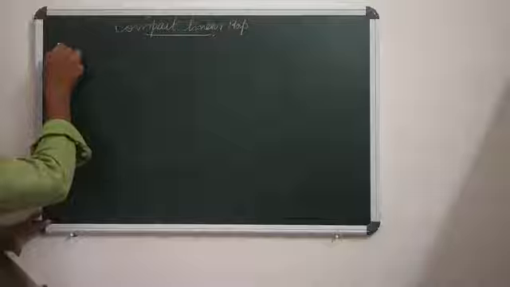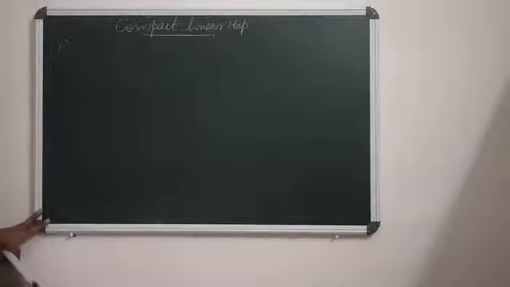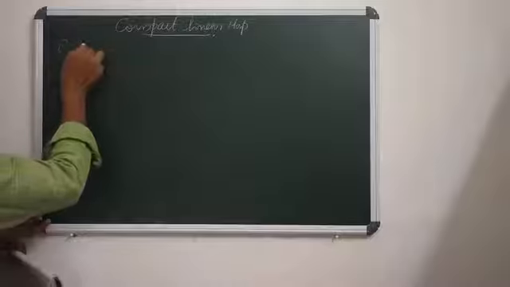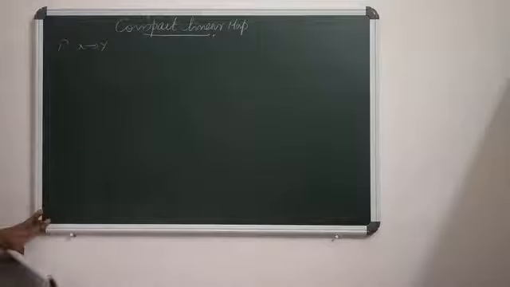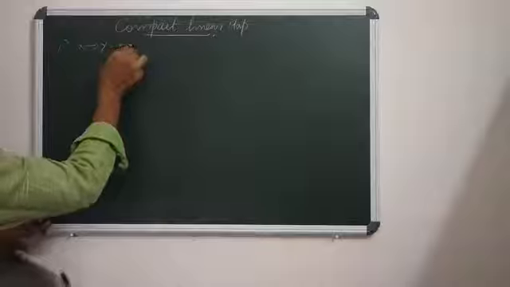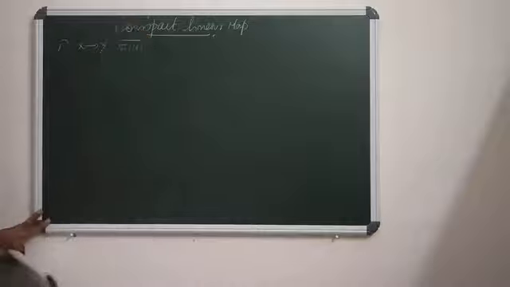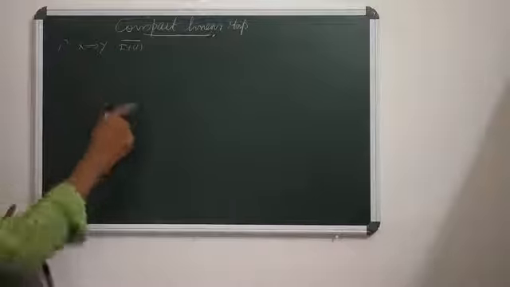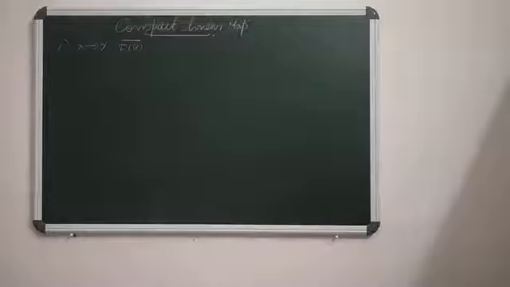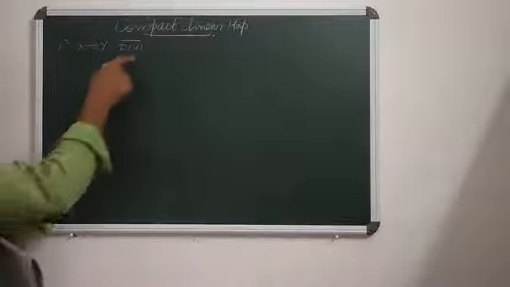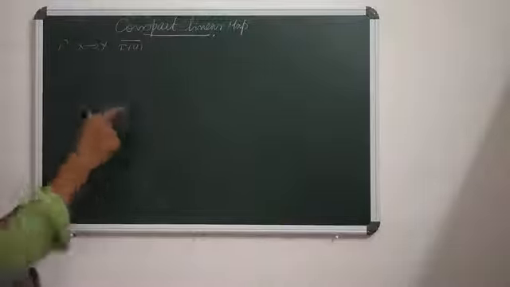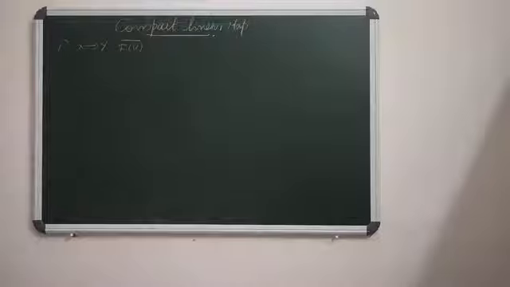Here, let X and Y be any two normed linear spaces. Then a linear map f from X to Y is compact if f of U closure is a compact subset of Y, for every U in X. F is said to be a compact linear map. F is a linear map from X to Y. Then f is said to be compact if for every U in X, f of U closure is a compact subset of Y.